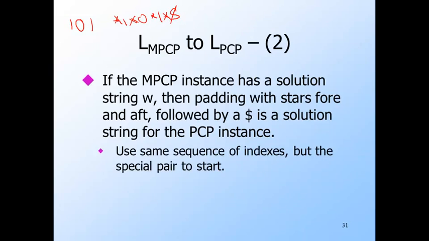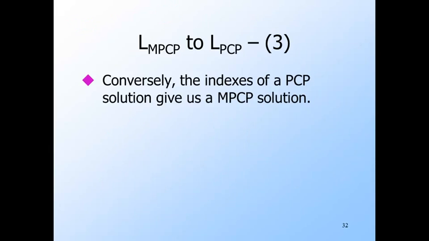To get the PCP solution, we use the same sequence of indexes as in the solution to the MPCP instance with two exceptions. First, we use the index of the special pair as the first index. Recall this pair was constructed from the first pair of the MPCP instance with the extra star. And we also add to the solution of the PCP instance the index of the ender pair, star, dollar, dollar, to the end of the list of indexes. Thus, a solution to the input MPCP instance means that the output PCP instance also has a solution. But the other direction also holds.